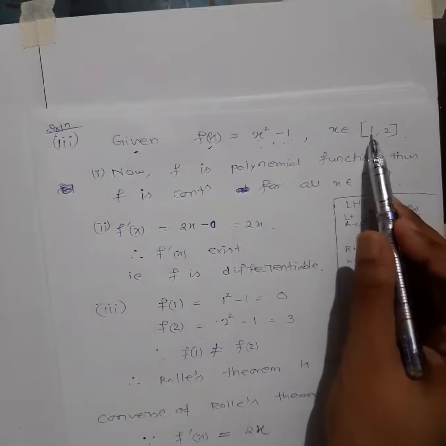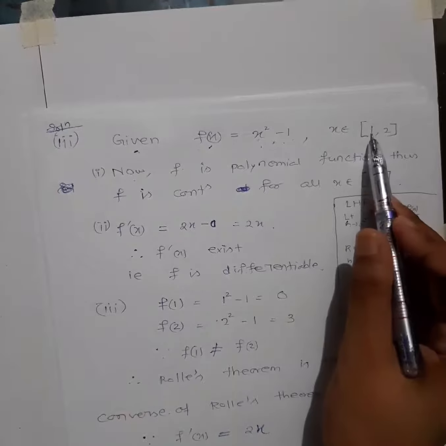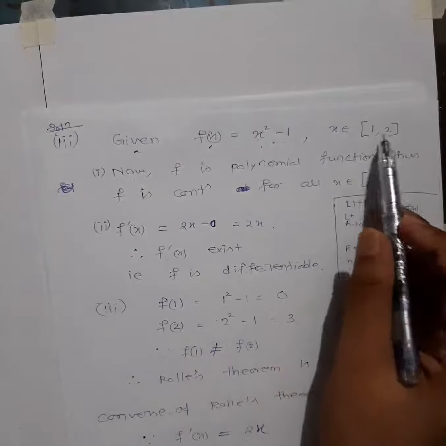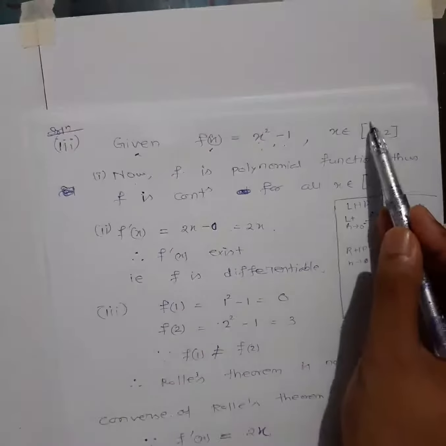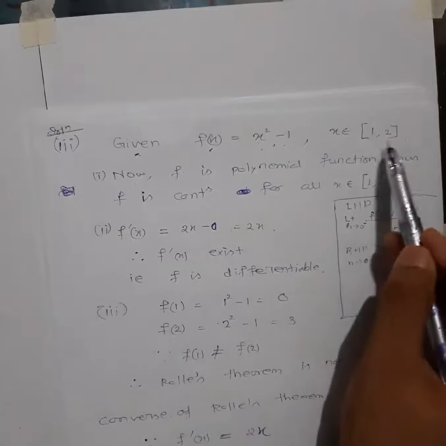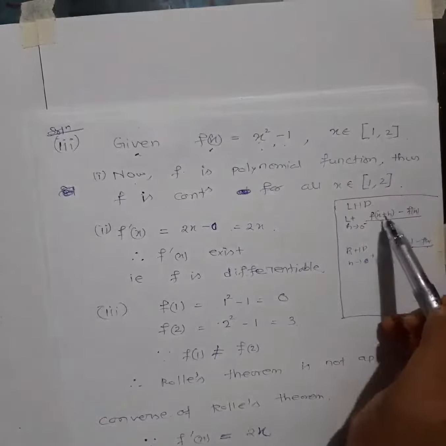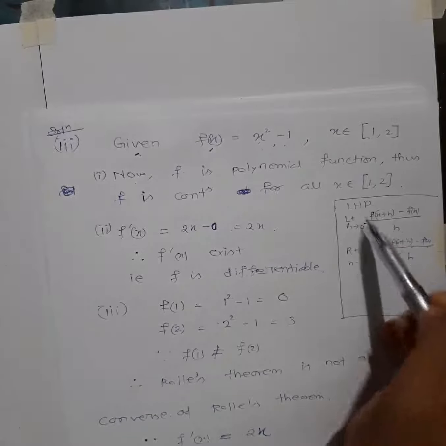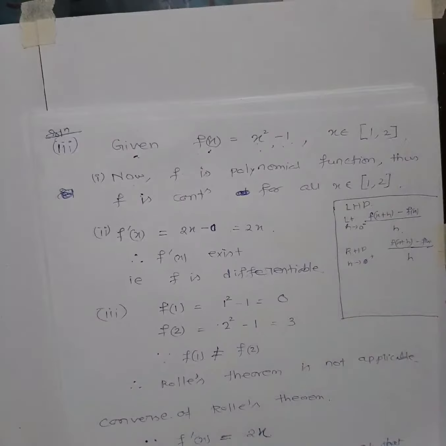Between 1 and 2, don't take 1 and 2, because we know that at 1 and 2 differentiation may not exist. In your theorem also, an open interval is given. Remember, you can check that theorem well. It is given as an open interval, so don't take 1 and 2 here. Except 1 and 2, you can take any point between them and check the left hand derivative and right hand derivative; you will always get both the same.